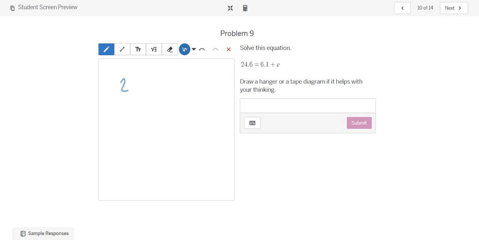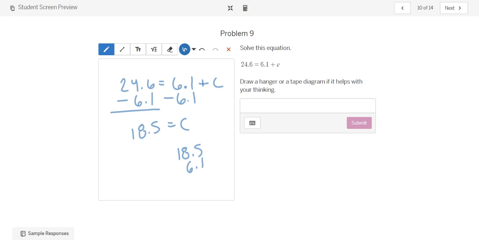Here we go. 24.6, they put the variable on the other side. Now, technically, they're adding C, but the 6.1 is a positive. So to get rid of that, I subtract 6.1 from both sides. I get 18.5 equals C. To double check, I do 18.5 plus 6.1, and I get 24.6, which is a check.